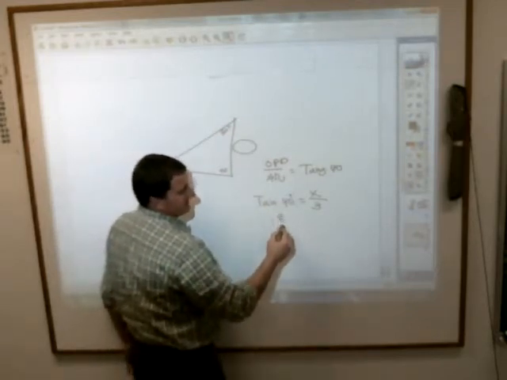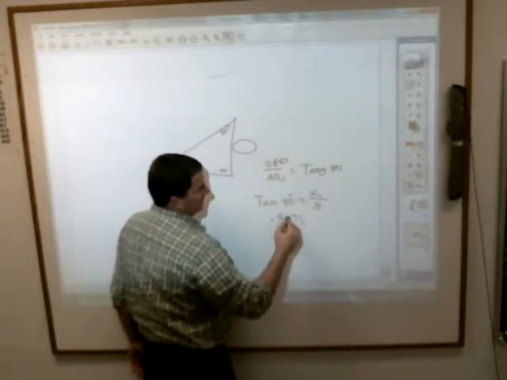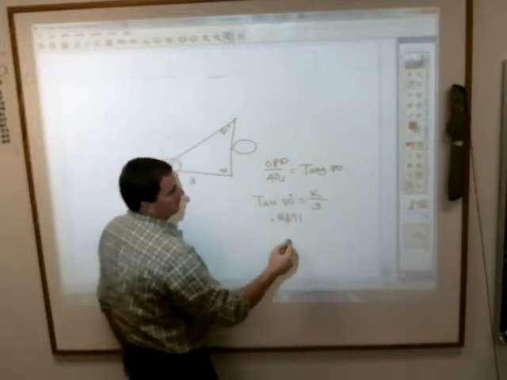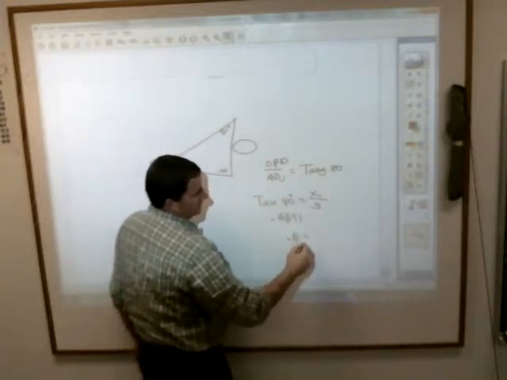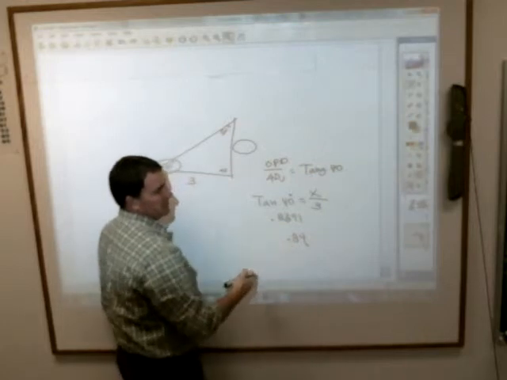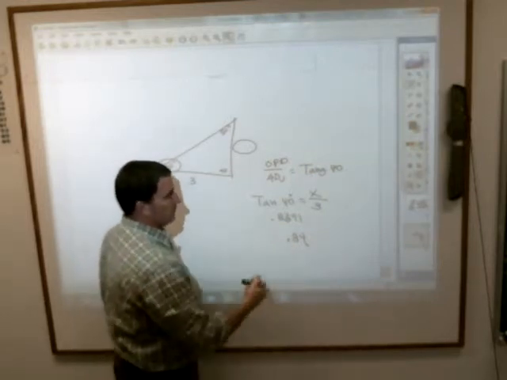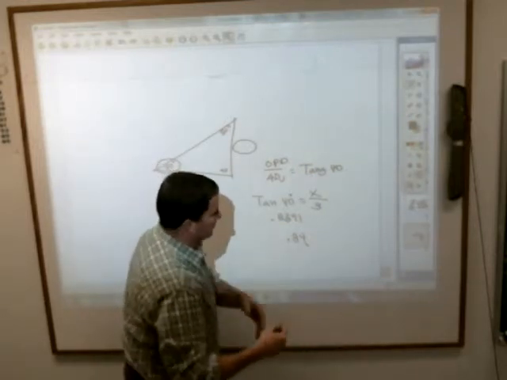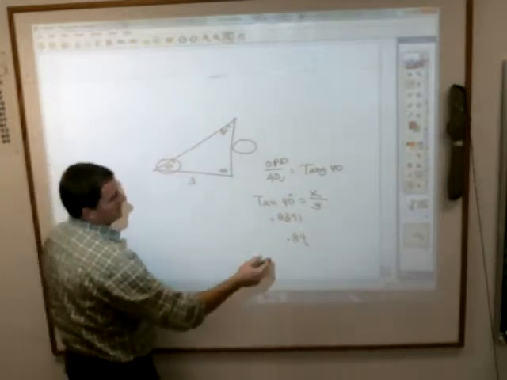Point what? 8 what? 389. Okay, and I'm just going to simplify this. Let's just call it 0.84. Okay, which is the same as what fraction? 84 over 100. If you had a calculator this would be much quicker, but we're going to do it kind of simplified there.